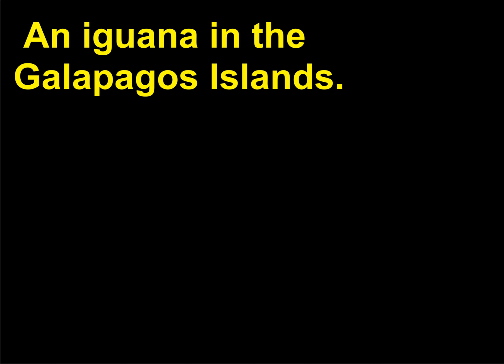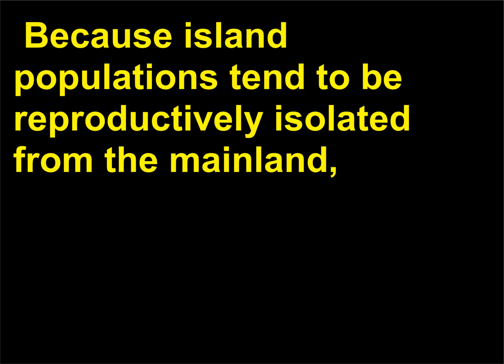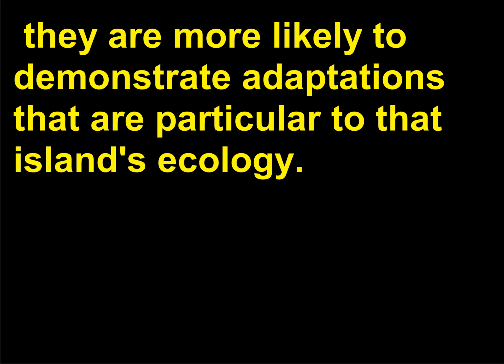An iguana in the Galapagos Islands. Because island populations tend to be reproductively isolated from the mainland, they are more likely to demonstrate adaptations that are particular to that island's ecology.